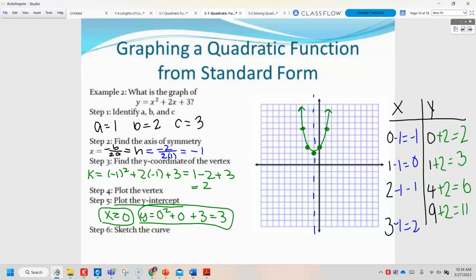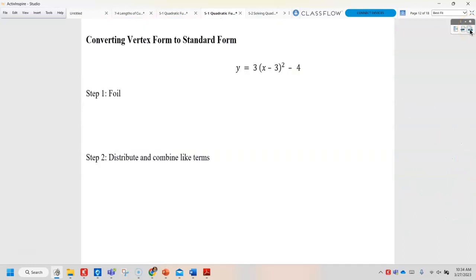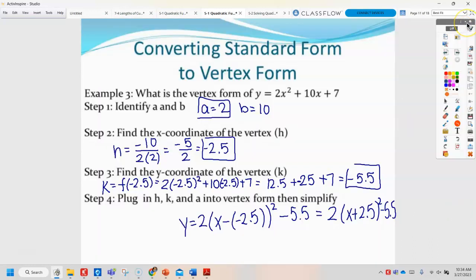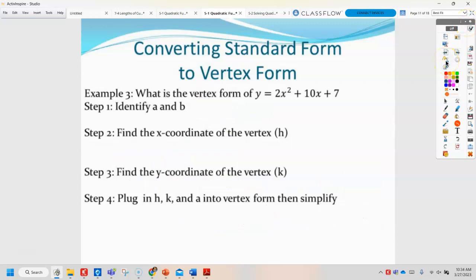So to ease the stress of graphing today, you're really just going to be converting. We're just going to be changing from standard to vertex and vertex to standard. We'll go back again to graphing tomorrow, but that is the connection between standard and vertex with graphing. Let's do one more conversion. So let's convert once again. We're going to go from standard form to vertex form.